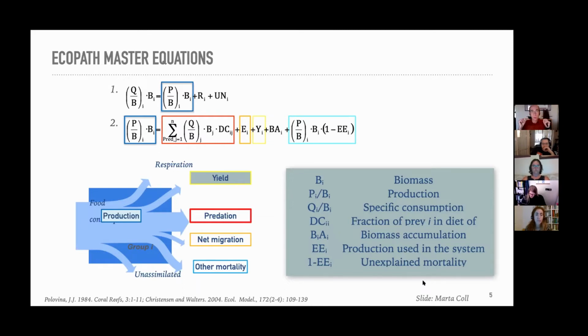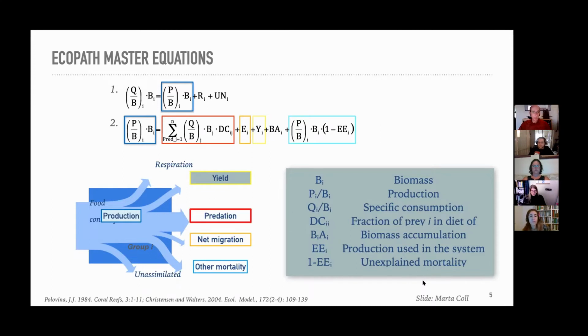And the second one is we break down production. We break down production into predation plus fishing mortality plus net migration plus biomass accumulation plus other mortality. Arrangement is slightly different there.